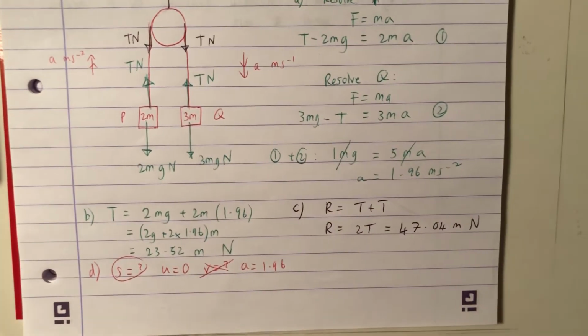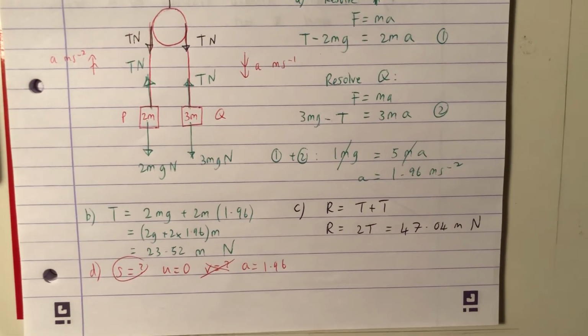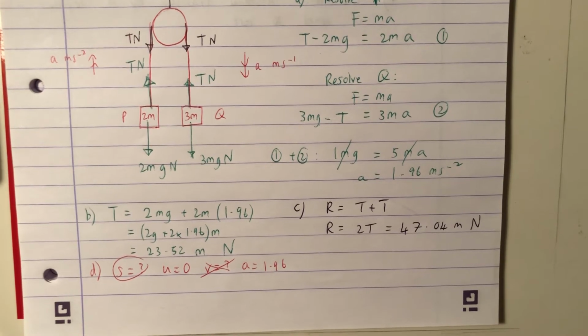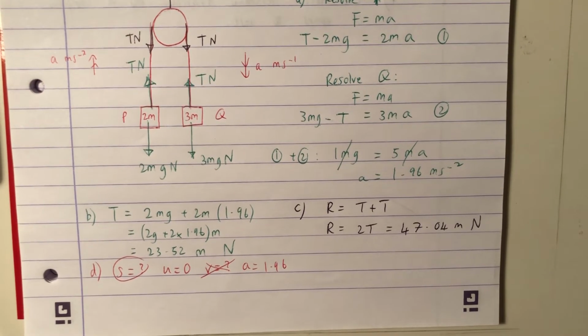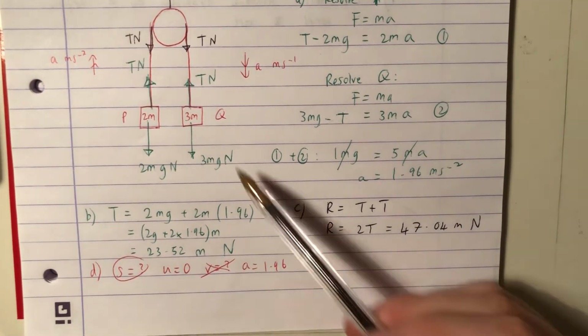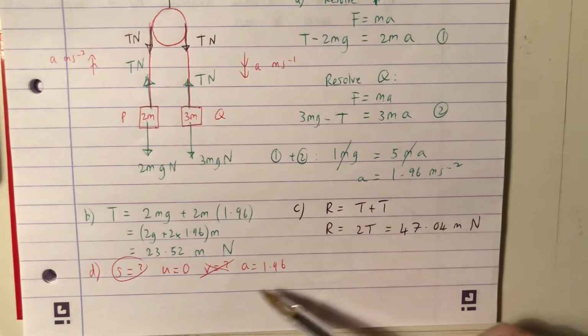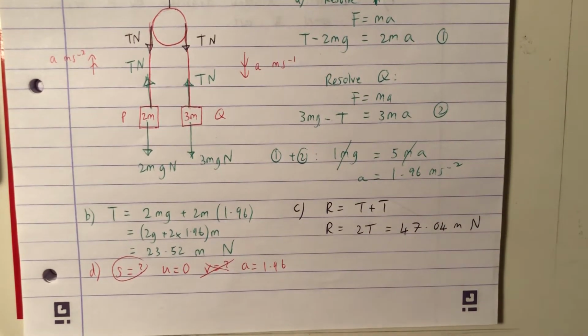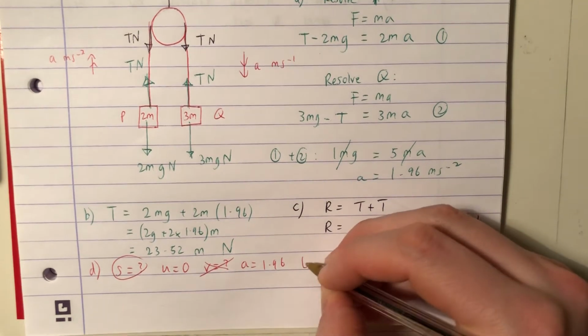It's definitely not 9.8 meters per second squared, because that is when it's in free fall. So in other words, the only force acting on it is its weight. That's no longer happening for this one. We've got tensions and everything. So 1.96 and t is 4 seconds.